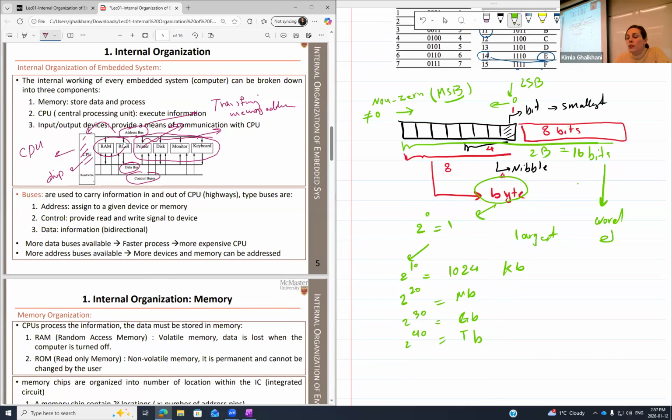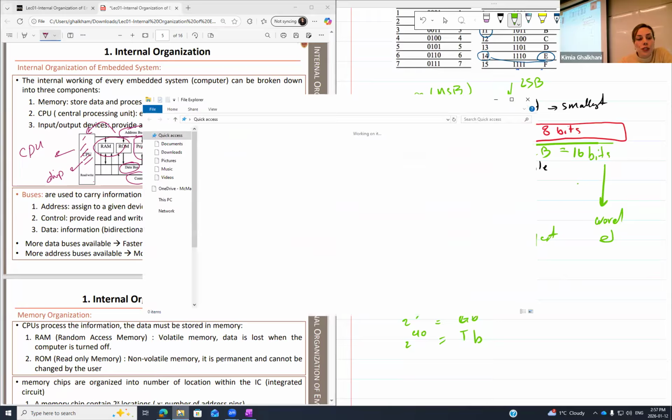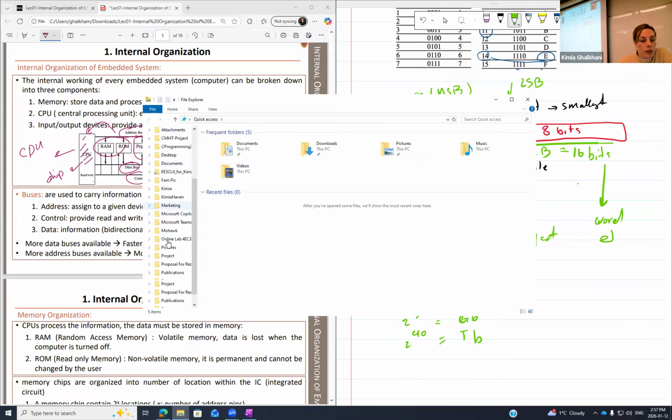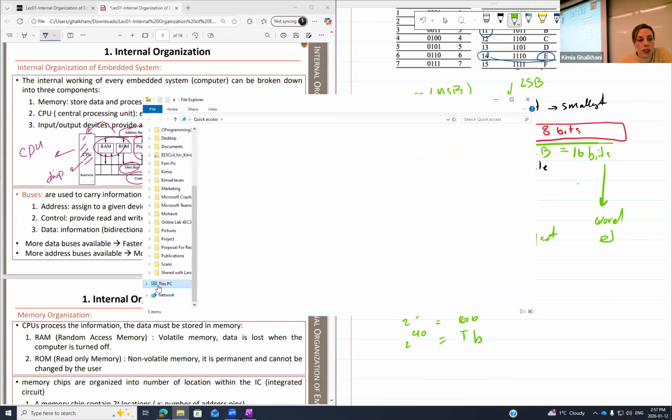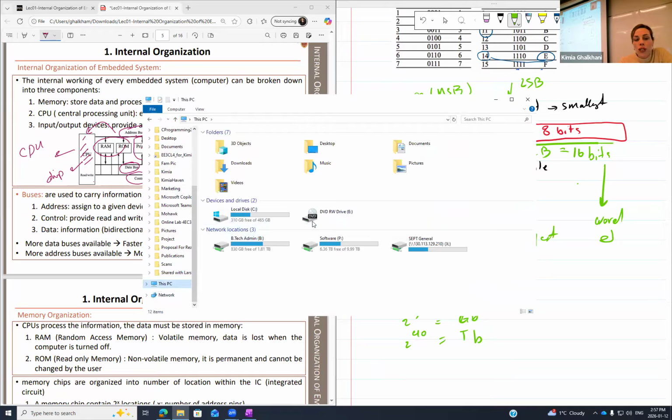Like for example, on the computer, we may have different drives. Do you know that? We have different drives. For example, in this computer, I'm going to click in here. So we have different drives. Each piece of information might be stored under some of these drives, not all of them.